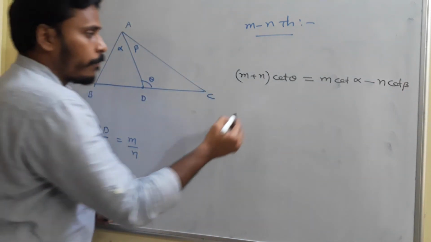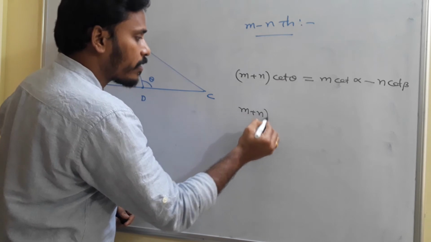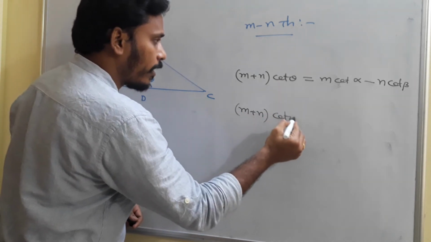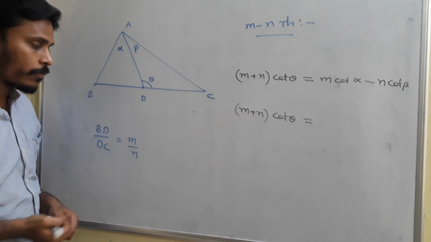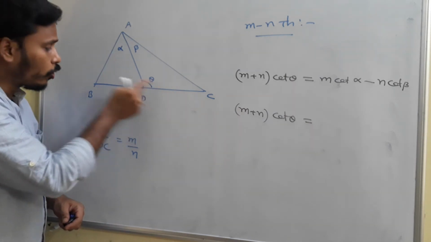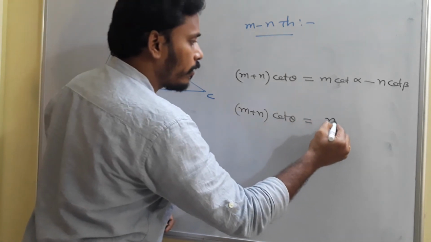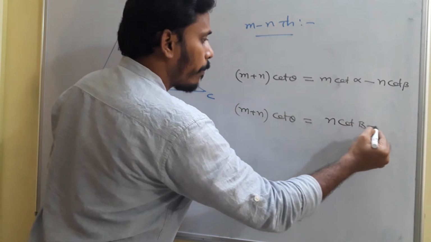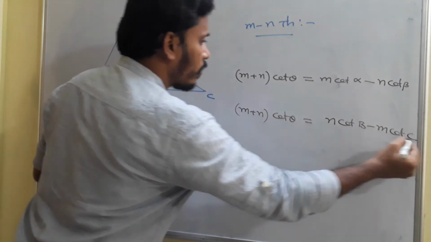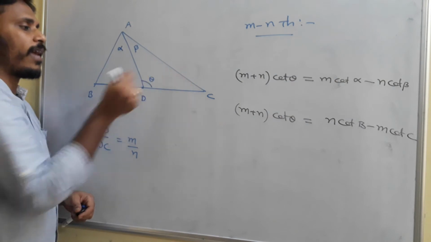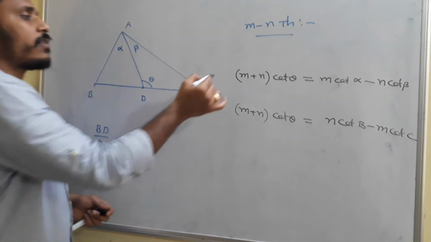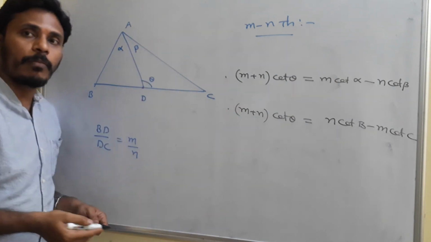That's one statement. And the other statement is M plus N cot theta is equal to, this part N into this angle, N cot B, minus M cot C. This part M into that angle C, M cot C. These are the two statements we derived from the Mn theorem.